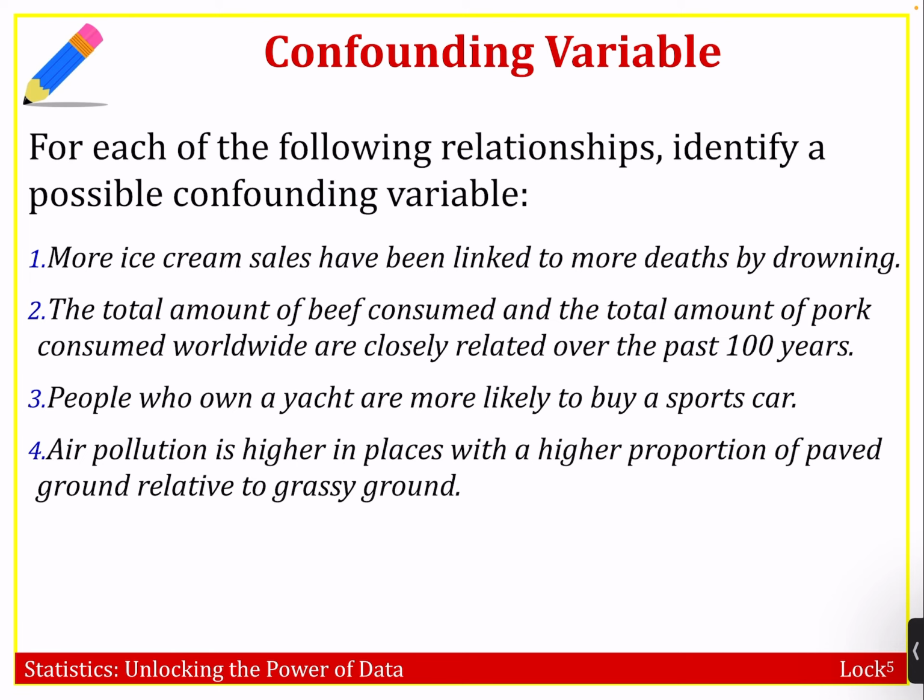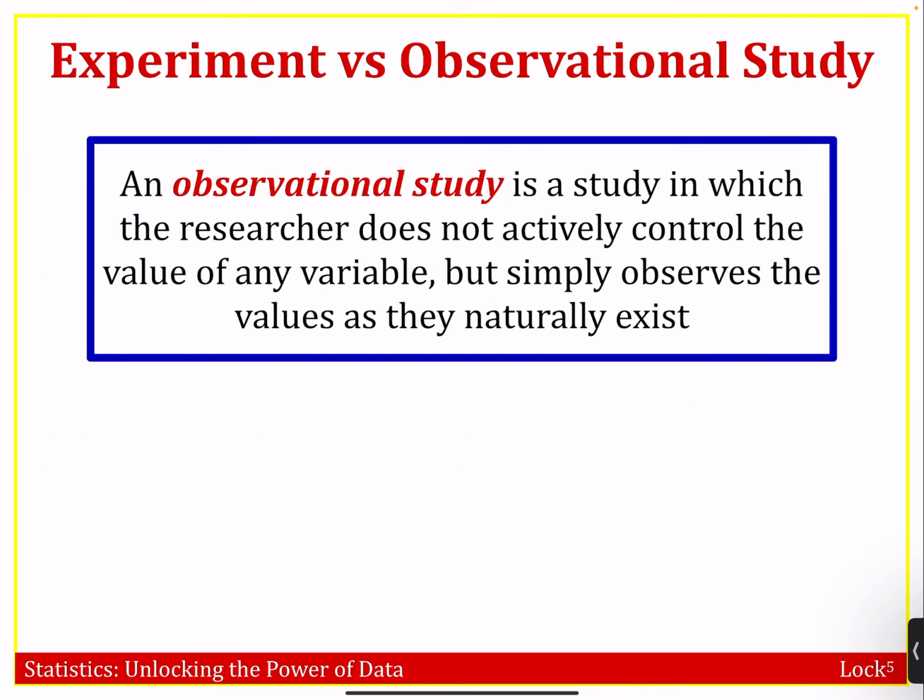And air pollution is higher in places with a higher proportion of paved ground relative to grassy ground. What do you suppose is the confounding variable there? I'm thinking vehicle ownership, right? More paved ground probably means more cars, which probably means more air pollution. Okay.